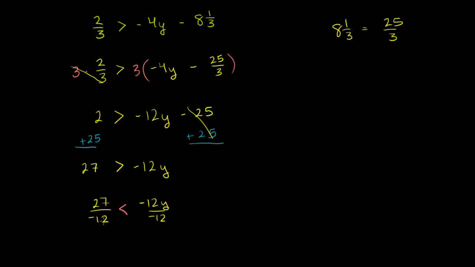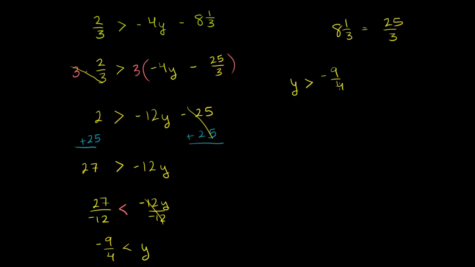So 27 divided by negative 12, well, they're both divisible by 3. So if we divide the numerator and the denominator by 3, we get negative 9 over 4 is less than, these cancel out, y. So y is greater than negative 9/4, or negative 9/4 is less than y. And if you wanted to write that, our answer is y is greater than negative 9/4. I just swapped the order. You can say negative 9/4 is less than y.